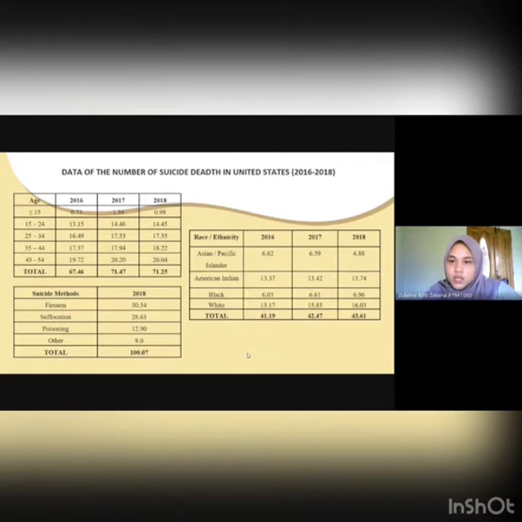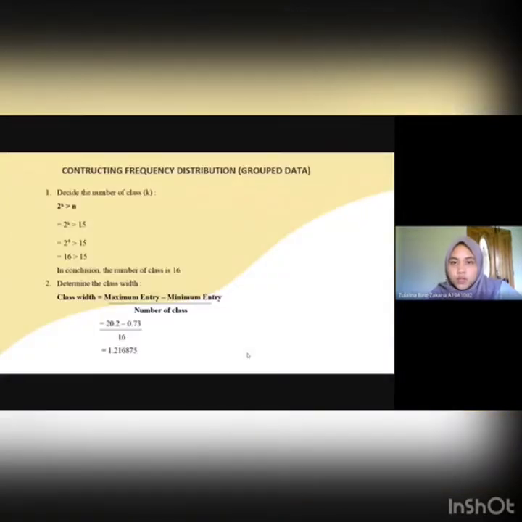Here we can see three tables, which are age, race or ethnicity, and suicide method. For the age table, we can see that the age of 45 until 54 years old is the highest. Then we look at the race or ethnicity table, you can see that the white race has the highest number, and lastly the suicide method, where firearm is the highest with 50.54%.